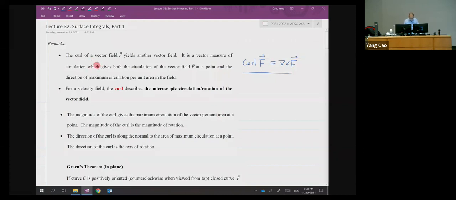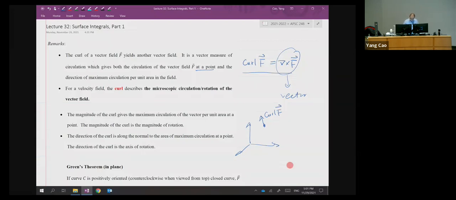So let's read it together. The curl of the vector field F yields another vector field. It gives you another vector, and the vector has two components. It's a vector measure of circulation, which gives both the circulation of the vector field F at that point and the direction of maximum circulation per unit area in the field. So if you have a certain location inside a vector field and you calculate the curl, it must be pointing in that direction.